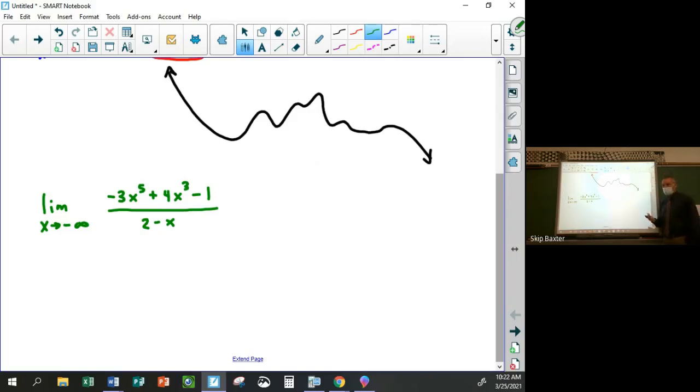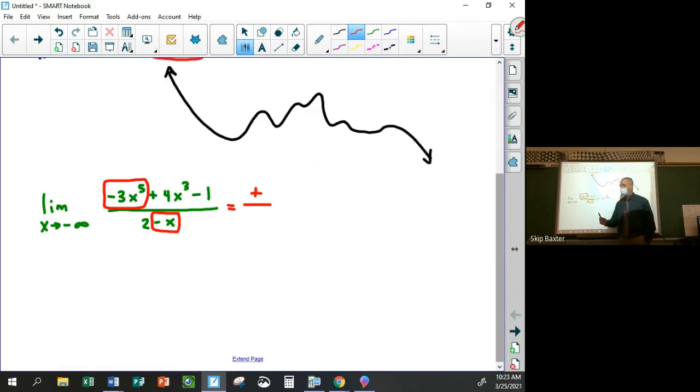So just looking at powers of x, I know this answer is going to be either positive infinity or negative infinity because the top is a higher power, right? So I'm going to look at the leading terms now. The leading term on top is negative 3x to the 5th. The leading term on the bottom is negative x. So if I substitute a negative number, because I'm going to negative infinity, into the top leading term, is it going to be positive or negative? Positive, right? Because it's a negative 3 times a negative number to the 5th power, which is negative. So this is positive. If I take a negative number and substitute it into the bottom leading term, is it positive or negative? Also positive, because x itself is negative, but then I'm making it negative, which makes it positive. So overall, this is going to be positive infinity.